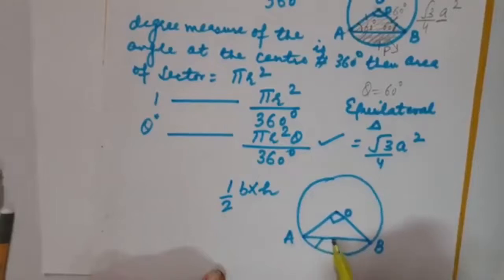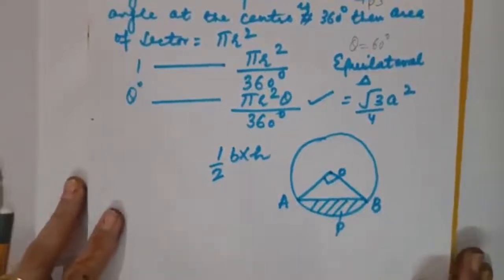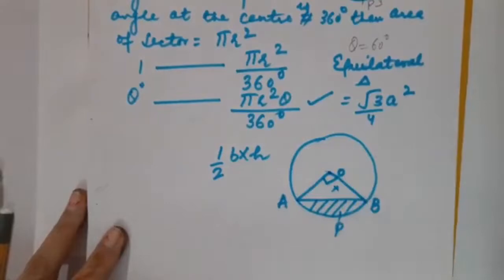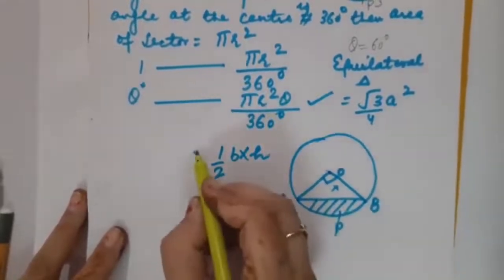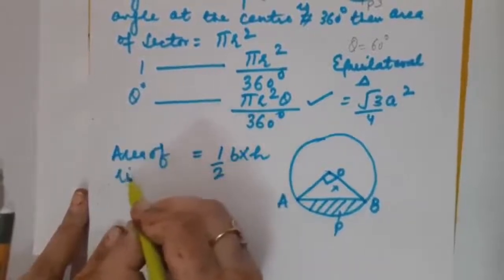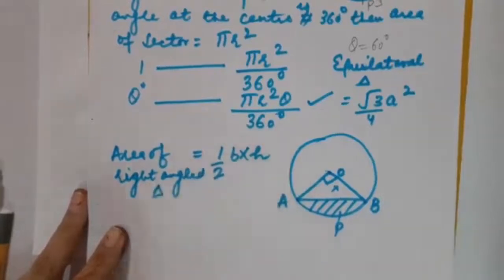Then also you will be able to calculate the area of this segment, which is the minor segment. Again the same formula: area of sector minus area of triangle. But what triangle is this? This is a right angled triangle. So the formula will be half into base into height. This is the area of a right angled triangle. Clear?